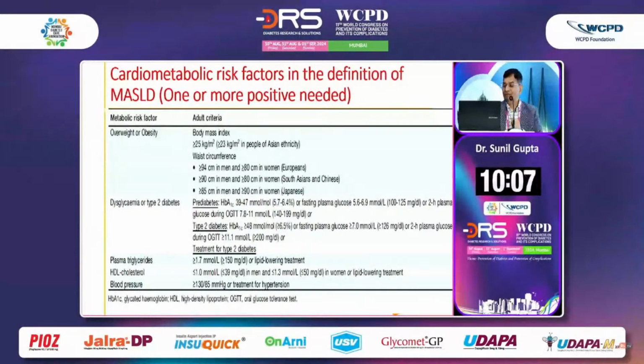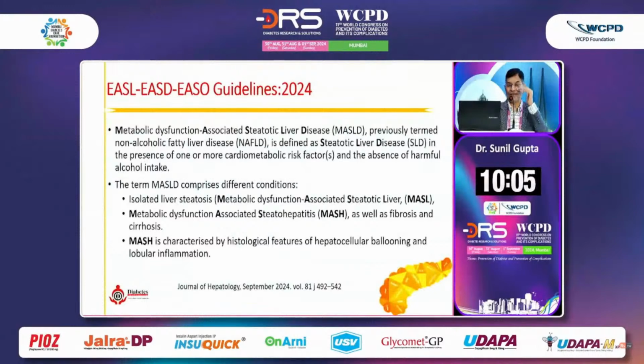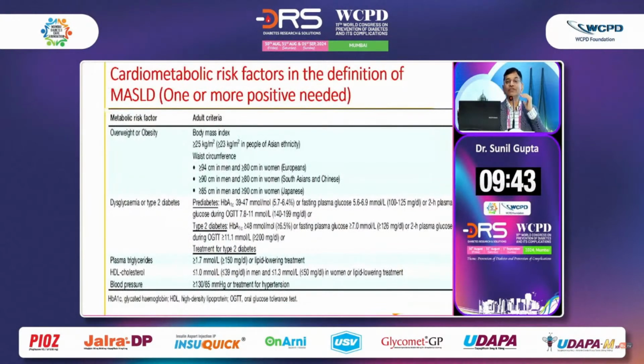Now, if you have a patient coming to you with a sonography report of fatty liver or liver enzymes a little raised, but you don't have any other risk factor, that will be isolated liver steatosis. But if you have at least one additional cardiometabolic risk factor, that's what is called MAFLD, metabolic dysfunction associated liver disease. So what are those risk factors?